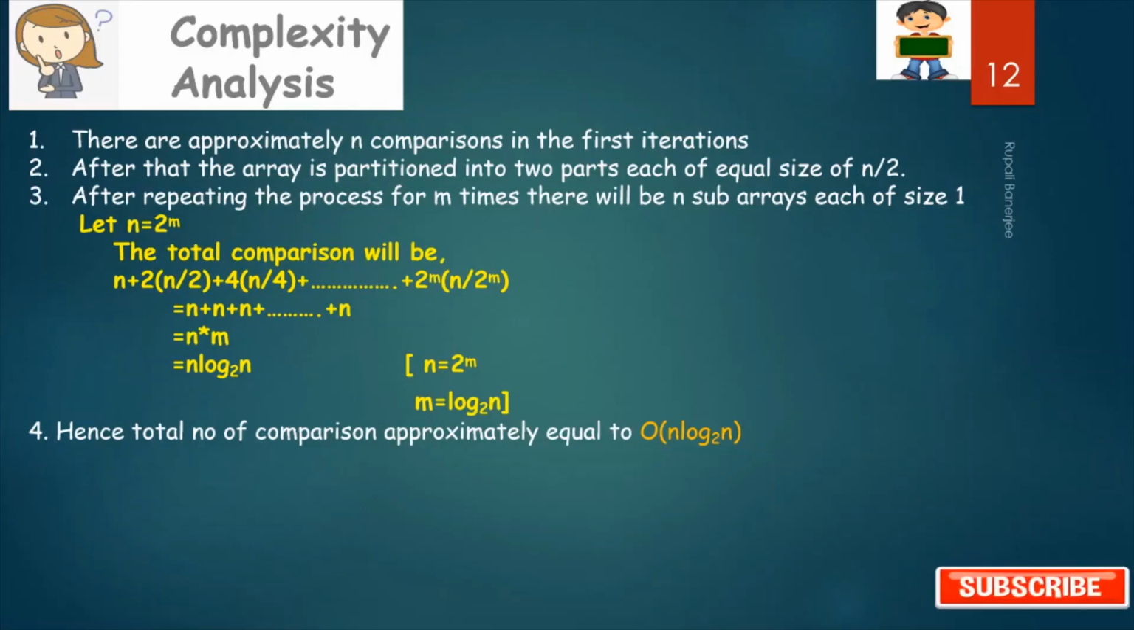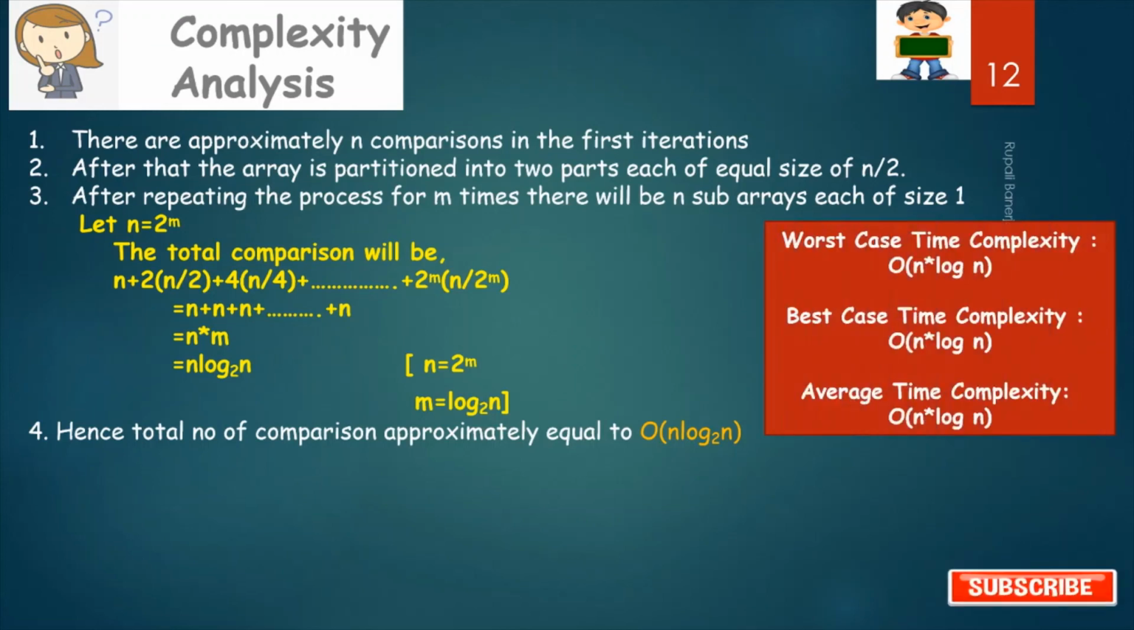So in a nutshell, we can say that there are approximately n comparisons in the first iteration. After that, the array is partitioned into two parts, each of equal size n by 2. After repeating the process m times, there will be n subarrays each of size 1. Let n equal 2 to the power m. So the total number of comparisons will be n plus 2 into n by 2 plus 4 into n by 4, and in this way 2 to the power m into n by 2 to the power m, that is n into m. What is m? m equals log base 2 of n. Hence, the total number of comparisons is approximately order of n log base 2 of n.